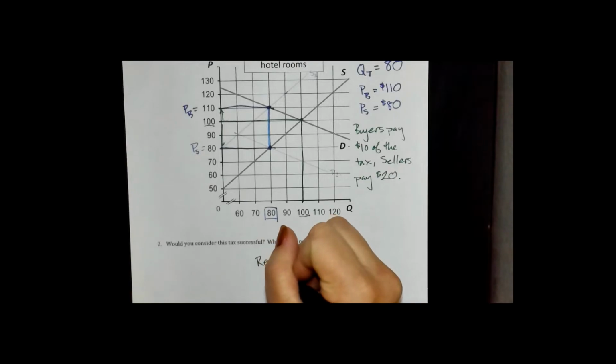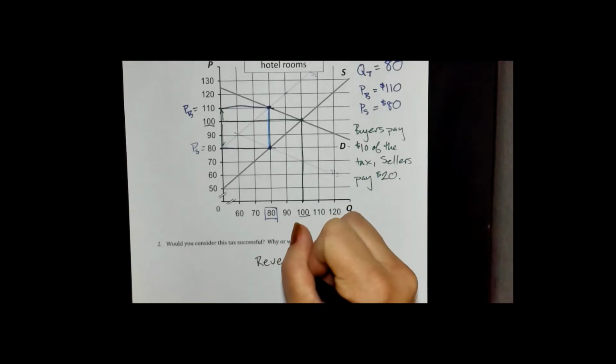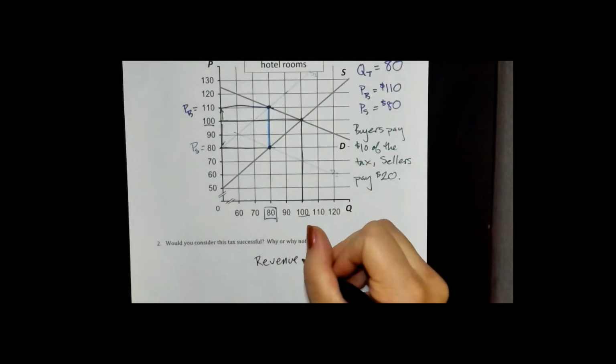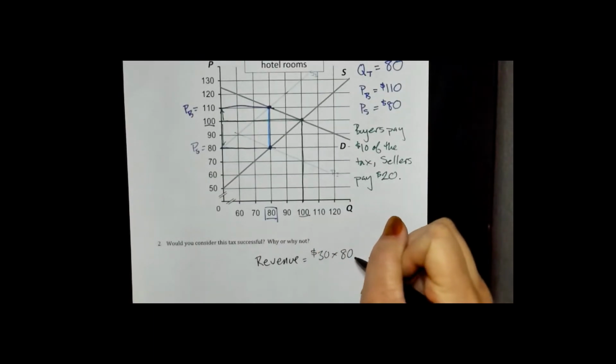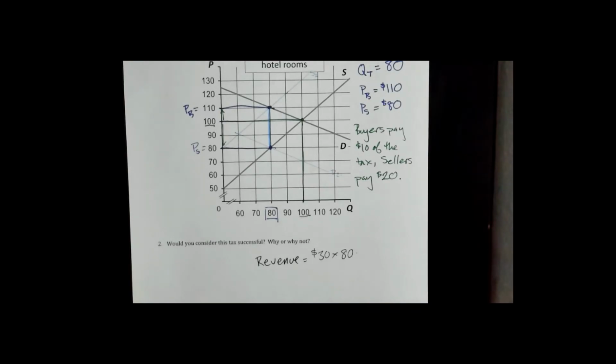So the next question we want to answer is, would you consider this tax successful? Why or why not? And it depends on our goals. So one of our goals could be, the tax could be designed to raise revenue. If we want to raise revenue, we have to look at how much that $30 tax made. $30 times 80 hotel rooms gives us a total revenue of $2,400. So that might be successful if that's what you want to do.